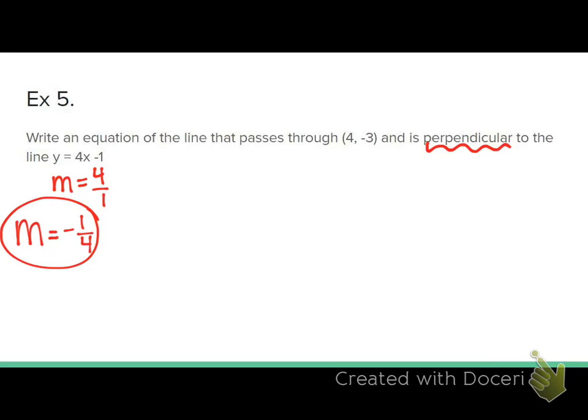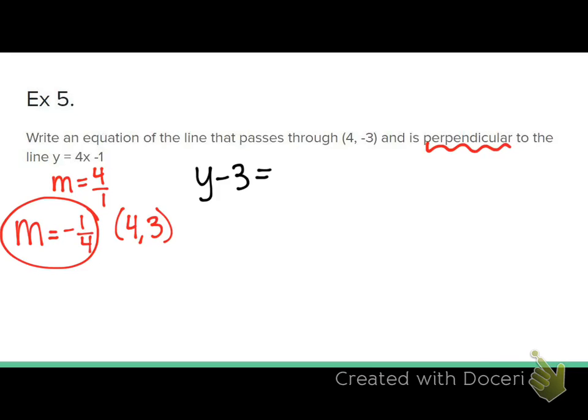If you understand that part, the rest of the problem is like what we've been doing. What point did they give us to use? 4, negative 3. So they essentially did step 1 kind of for us. We still had to find the slope. We had to identify it. Now we're on step 2. We've got a point and a slope. We want to put it in point slope form.